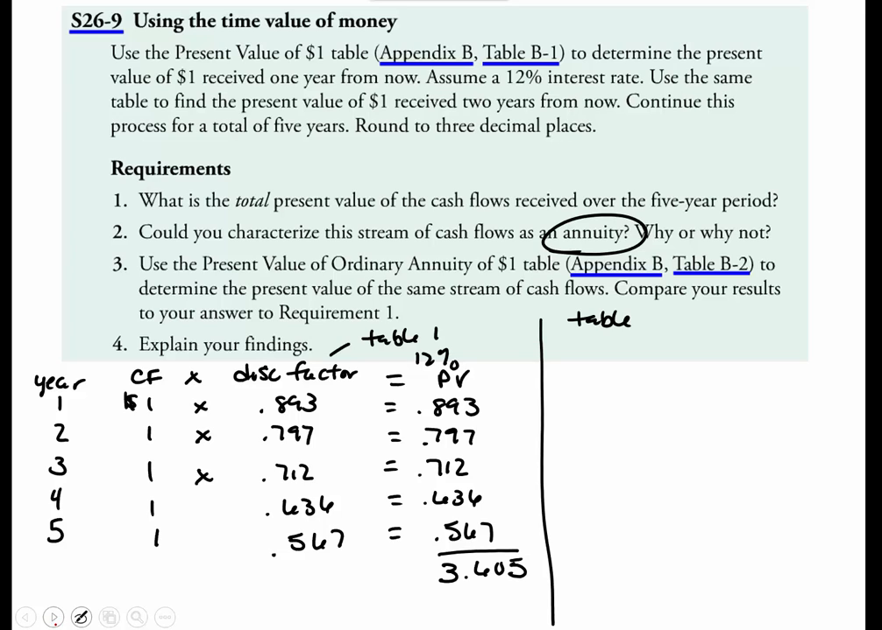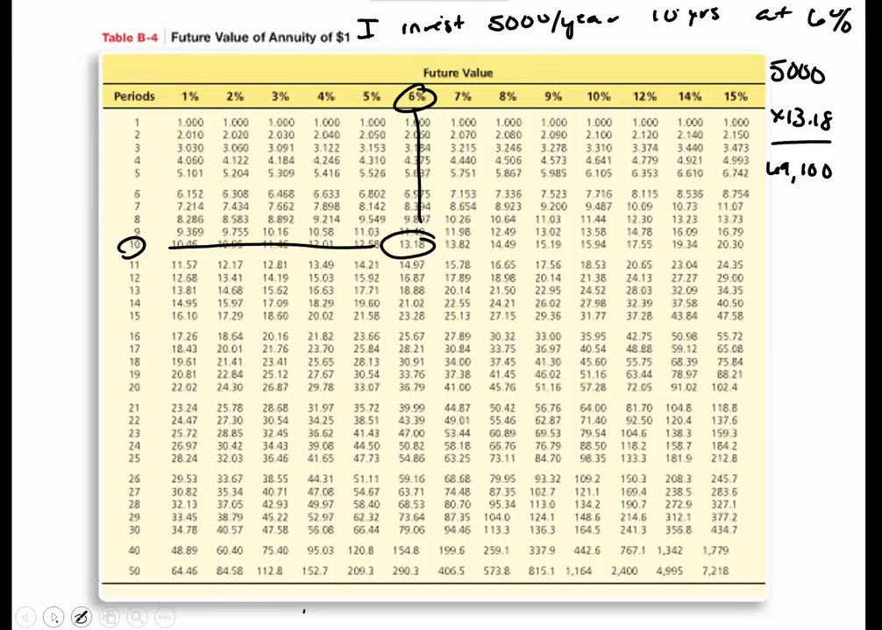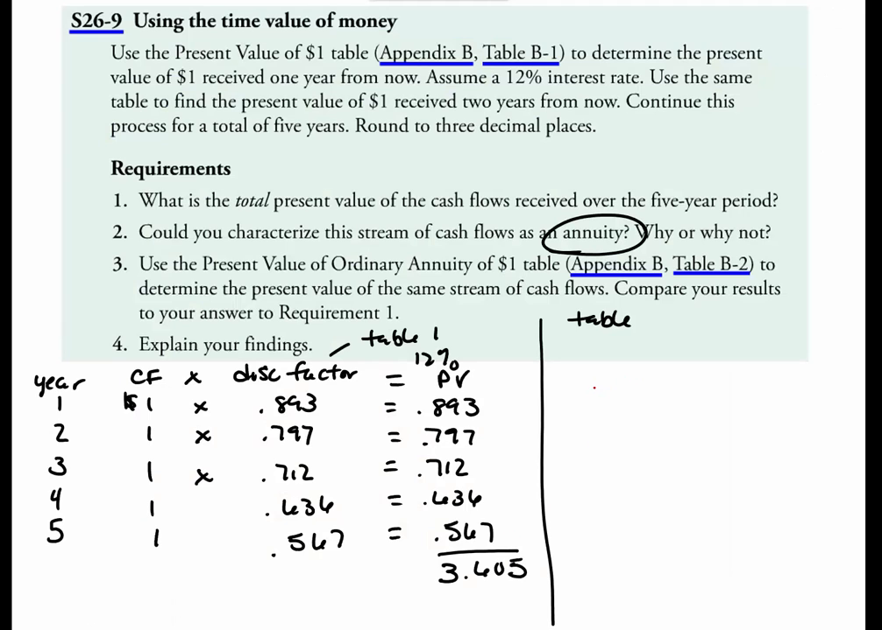Now if I go to Table 2, this is 12%, and this is 5 years, and the number is 3.605, which is the same thing we got here, right? So if I take the dollar times the discount factor of 3.605 from Table 2, I get 3.605. And the point of this problem is to show you that Table 1 and 2 are the same thing.